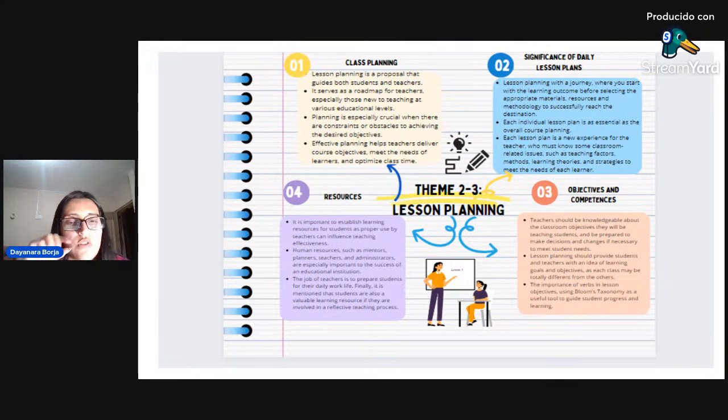The specific activities to implement, the sequence of the activities, the required resources, and the estimated duration for each activity. By engaging in the process of lesson planning, the teachers can ensure that their teaching approach is well structured and thoughtfully designed to meet the needs of their students.